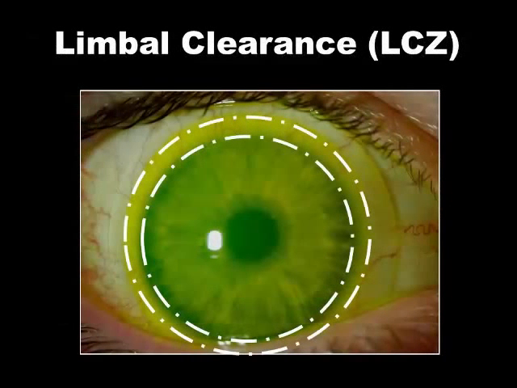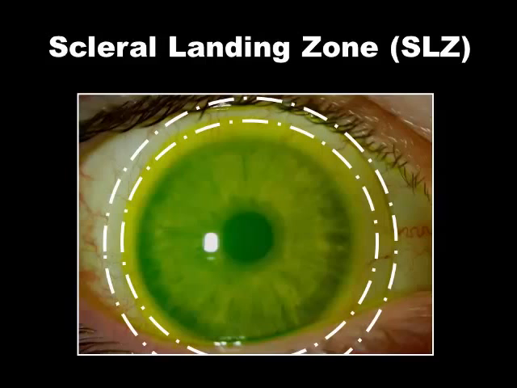Limbal clearance zone with the toric, we're looking for the same kind of vault through the peripheral cornea and limbus. If we don't see it, we want to call up the lab and order limbal clearance zone +5. Scleral landing zone, we're looking for that lens to land with all its weight and pressure out here on the conjunctiva without any sealing of vessels, any blanching of the conjunctiva.